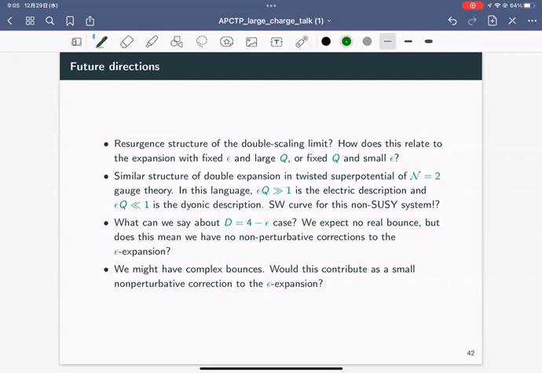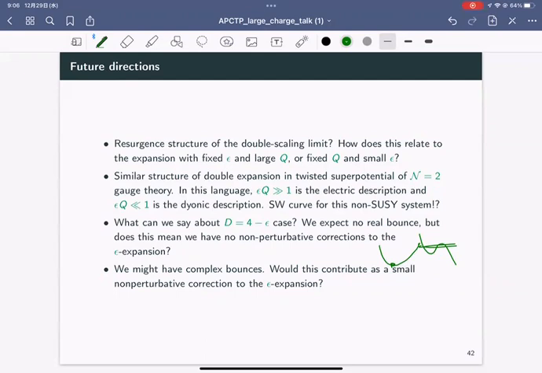Because I don't think people know if there are corrections, non-perturbative corrections. But we expect no real bounce because the potential I showed you like this, because after the fourth term is positive, it doesn't look like this. There is only one minimum of the potential. So we expect no instanton corrections. But does this mean that this is a proof that there are no non-perturbative corrections to the epsilon expansion of the O(2) model?